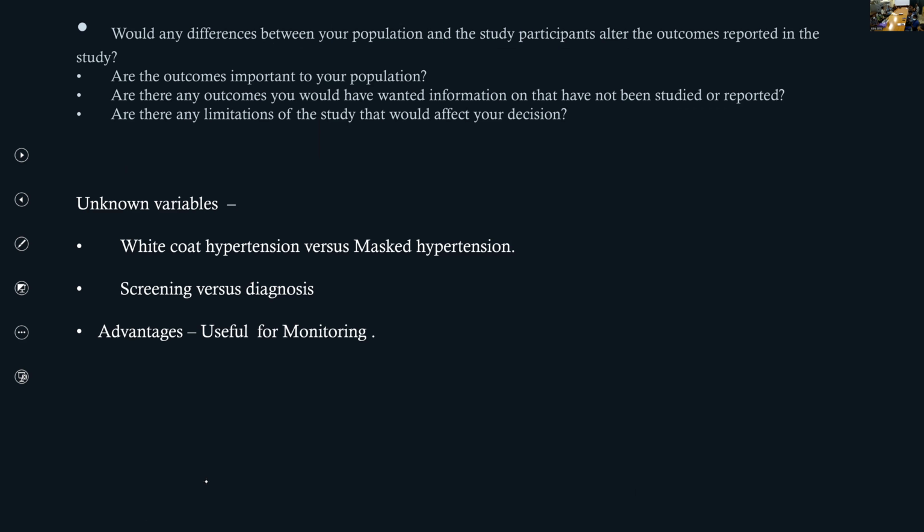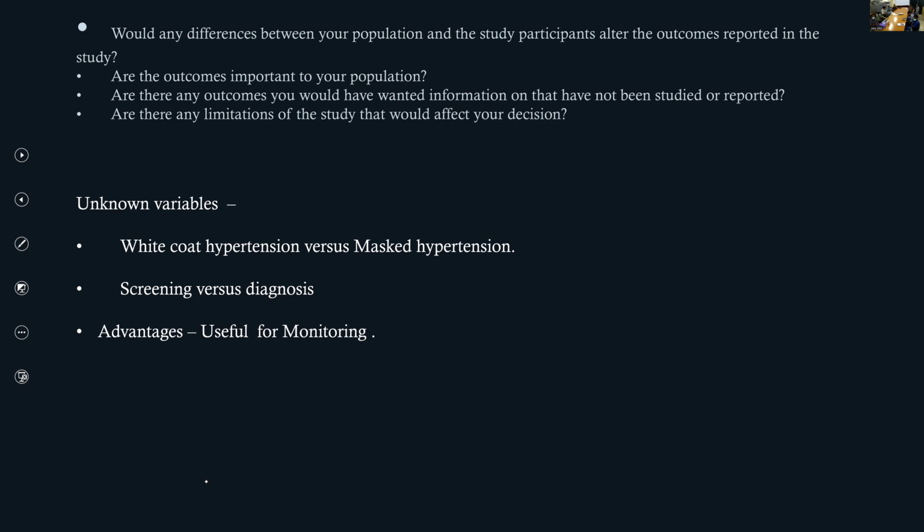Are there any other outcomes on which you would have wanted information, or are there any limitations? There are a few unknown variables in the extremes, like white coat hypertension or masked hypertension. We do not know if the variation will be similar. So this is probably a good tool for screening, where you want to screen in a public place and you know the BP is going to be the same. But for diagnosis, probably you need to follow the guidelines of multiple blood pressures and take an average of that.